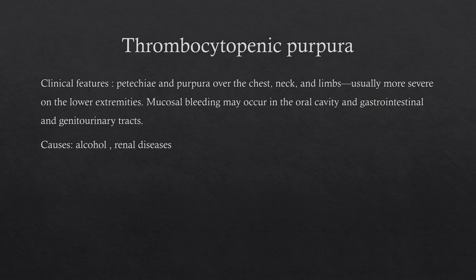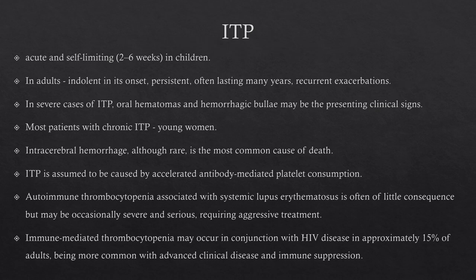In thrombocytopenic purpura, what can be seen are petechiae and purpura over the chest, neck, and limbs, which are more severe in the extremities, and mucosal bleeding in the oral cavity, the GI tract, and the genitourinary tract. Causes can be alcohol and renal diseases.